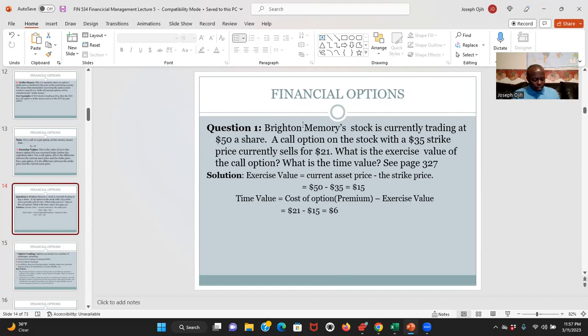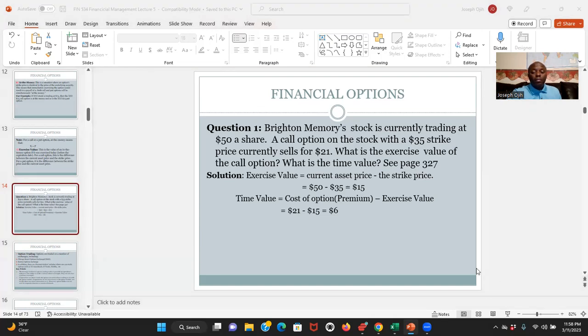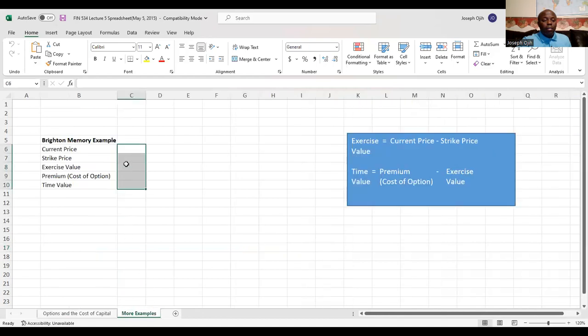Stock price is $50 per share. And the strike price is $35 per share. And then the premium is $21. So let's go and put it in Excel. Okay. Current price is $50 per share. I'm going to make it a dollar sign, and the strike price is $35 per share. Okay.